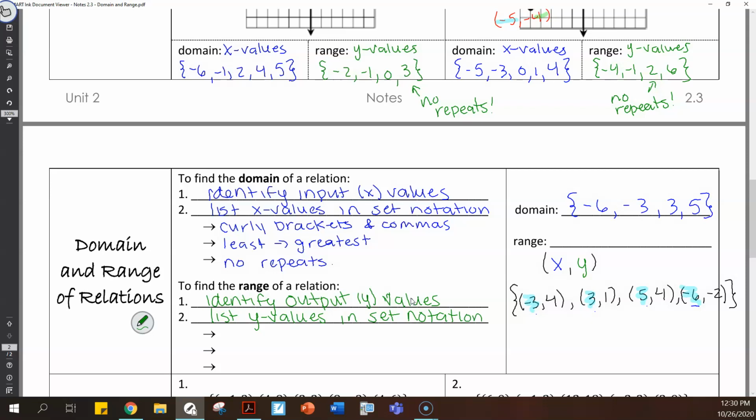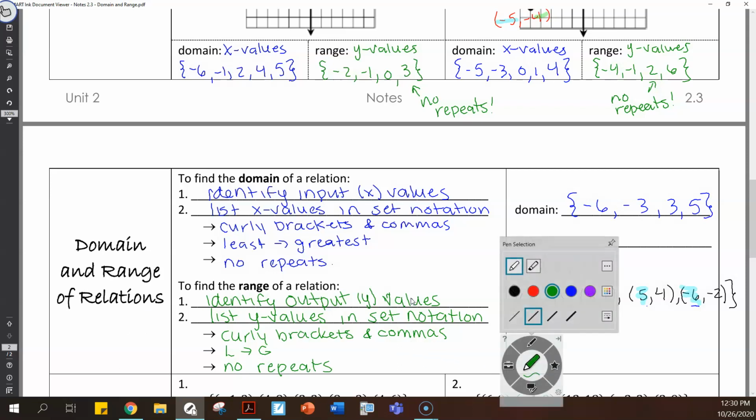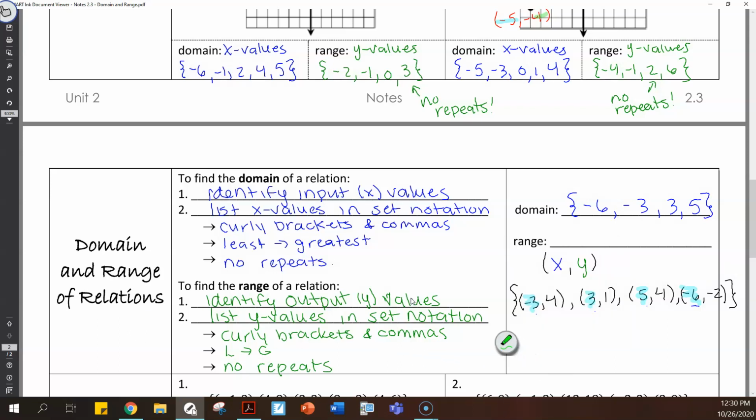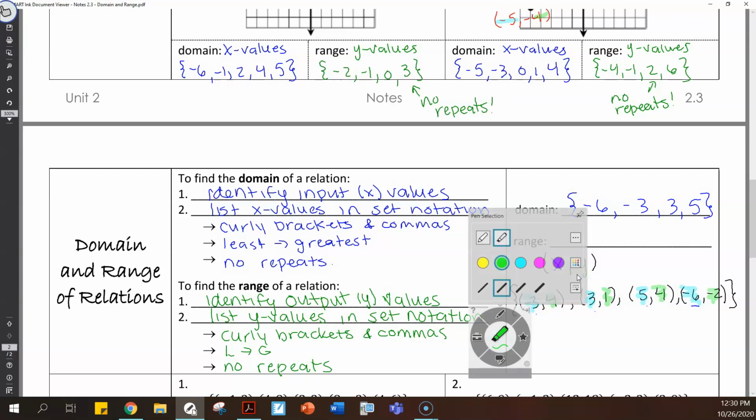Remember, that means I want curly brackets and commas to separate. I want to list them least to greatest. And I want no repeats. So let me identify my output values. Remember, it's the second number in an ordered pair. So I've got 4, 1, 4, and -2.